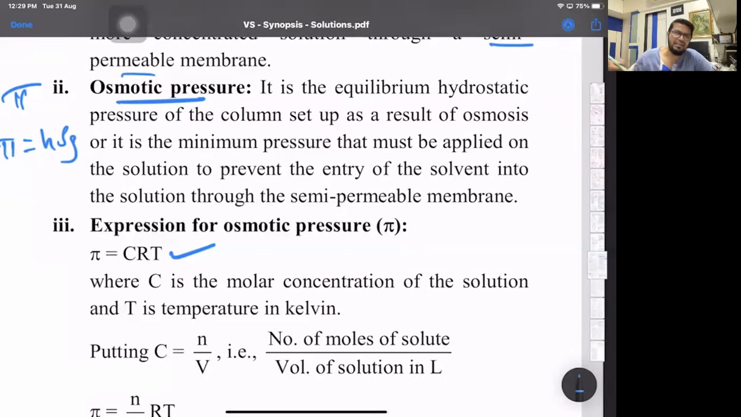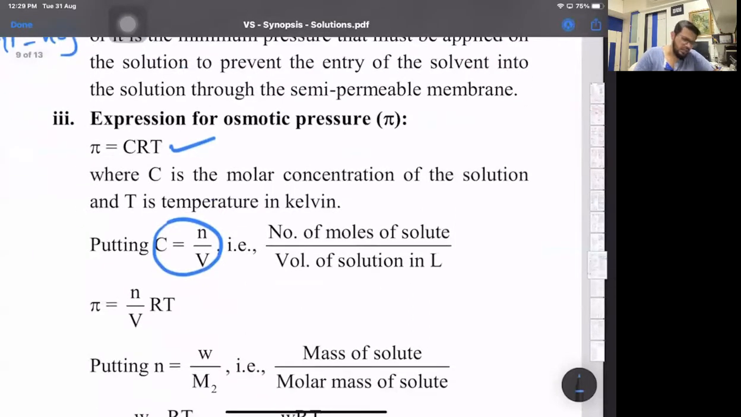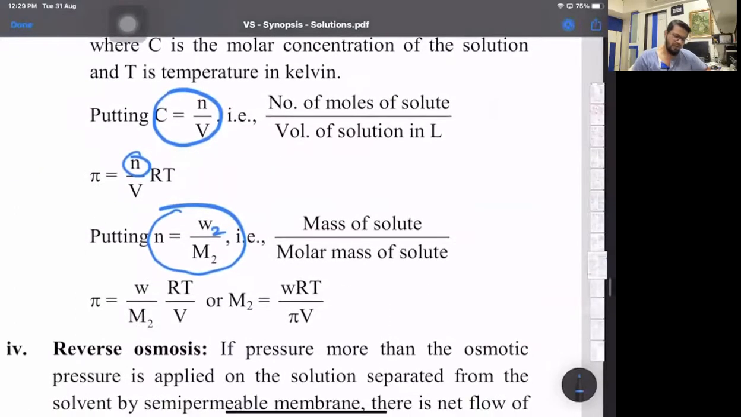Like how we did the ideal gas equation, PV is nRT, here we have pi is equal to CRT, where C can be written as n by V, RT. So pi is equal to n by V RT, and n is the number of moles, which is the given mass upon its molar mass. So I can call this W2 upon M2. If I put it up, I have this formula: M2 is equal to W2 RT upon pi V, where W2 corresponds to the solute, the weight of solute.